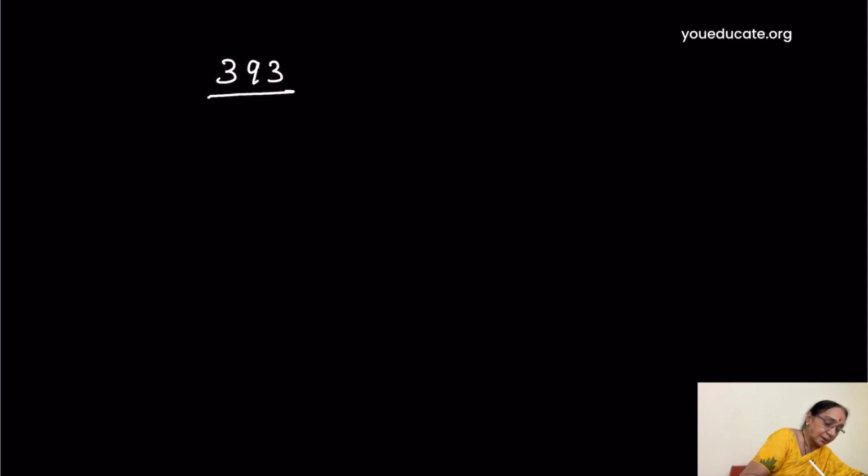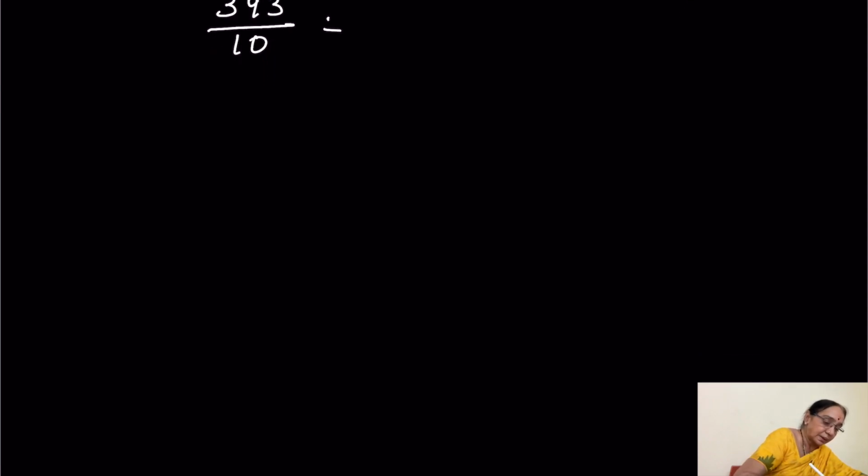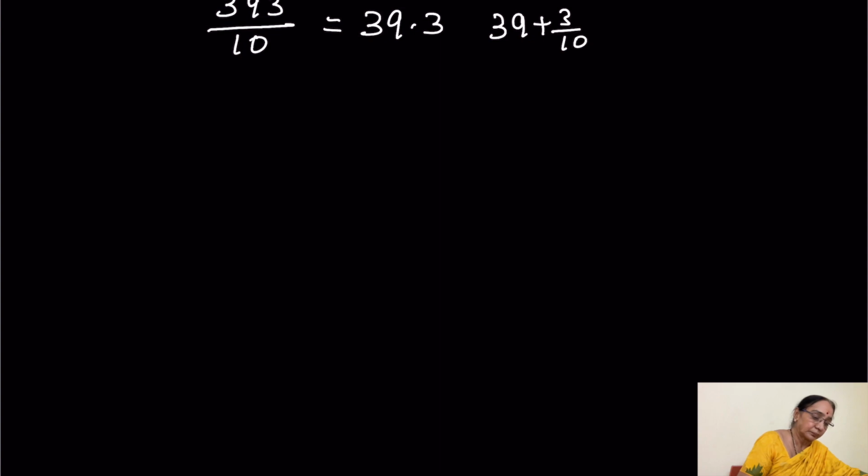So when the fraction has 10 or powers of 10, it can be very easily written as a decimal. Say 393 divided by 10. Here the denominator is 10. You can easily write it as 39.3. 39 and 3 tenths. This is 39 plus 3 by 10. So for you to understand the magnitude of that number, the quantity.